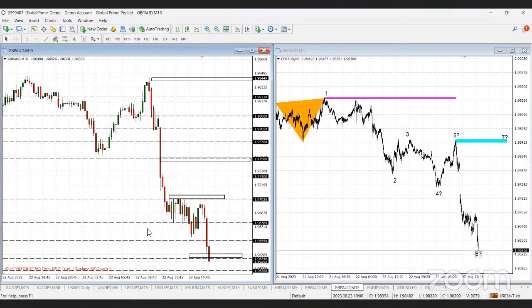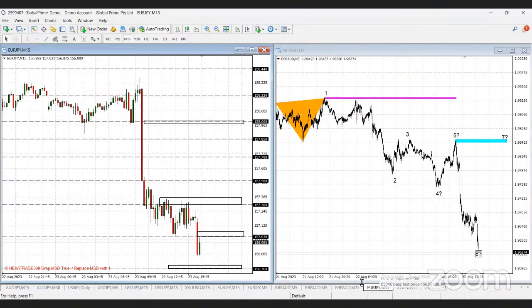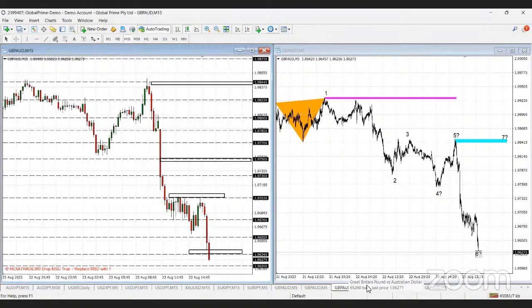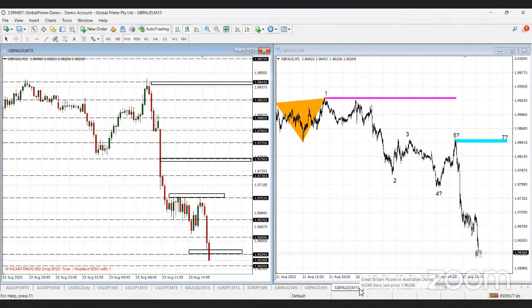Boom, boom, boom, boom. They are just pushing, pushing, pushing. Euro yen's still good. I have a feeling they're going to swing back up together.